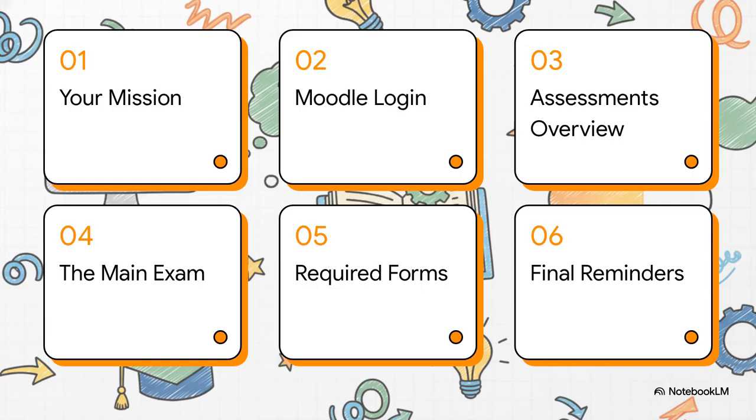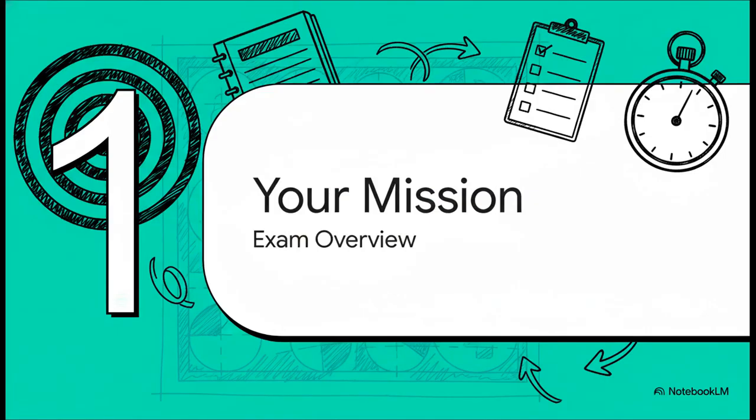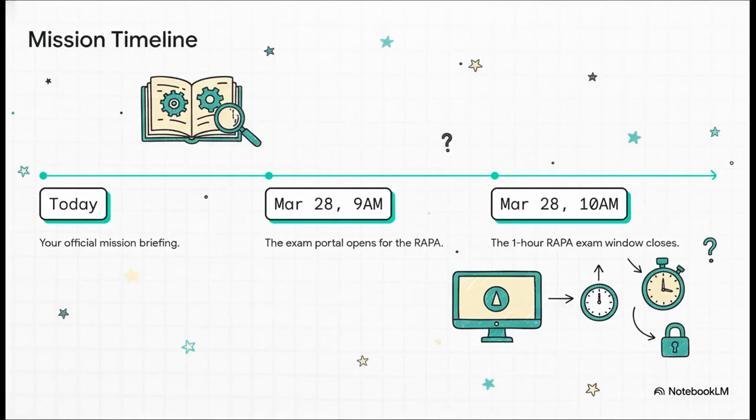Let's get to it. First things first, let's talk about the exam itself. The objective here is really simple. Make sure you understand every single part and every deadline so there are no surprises on exam day. Okay, pay close attention to this timeline. Today, you're getting your briefing. The critical date, the one you need to remember, is March 28, 2026. At 9 a.m. sharp, the exam portal opens. You will have exactly 1 hour, 60 minutes to complete the main assessment. That means that window slams shut at 10 a.m.